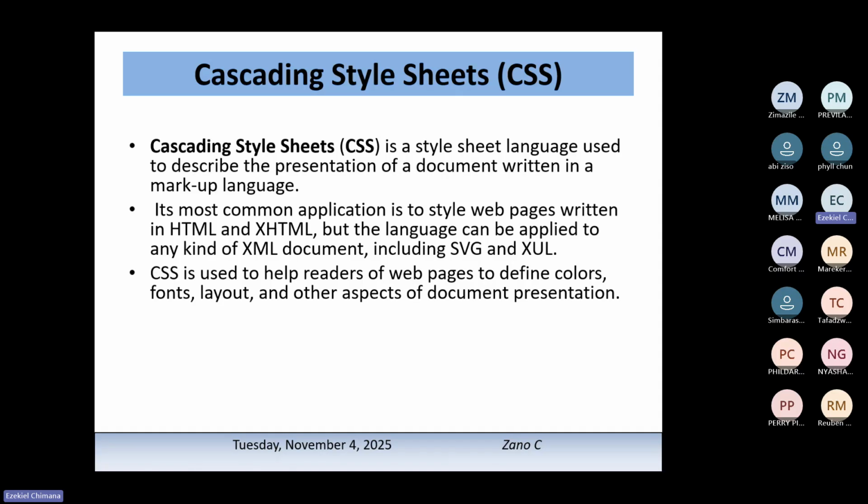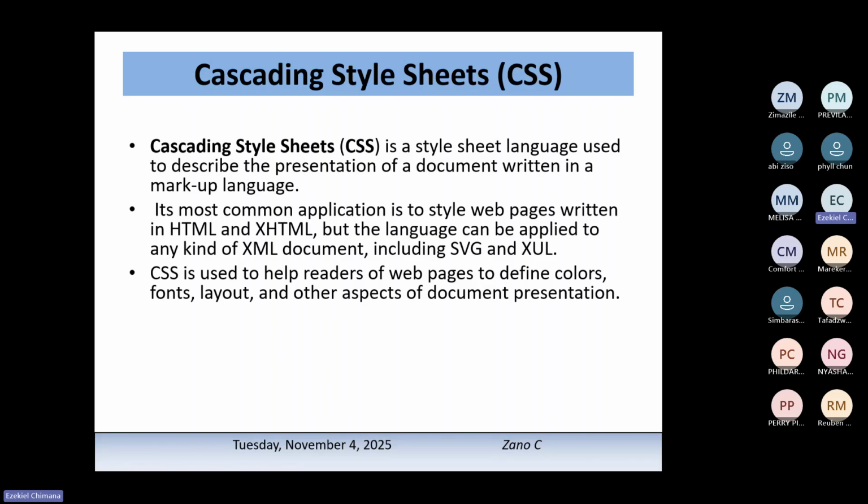This is cascading style sheets. So it's a style sheet language used to describe the presentation of a document written in a markup language. Like what we were saying last time, when you're looking at HTML and CSS, HTML is just the structure, right? And then the CSS is now the presentation, the layout of the document, right?